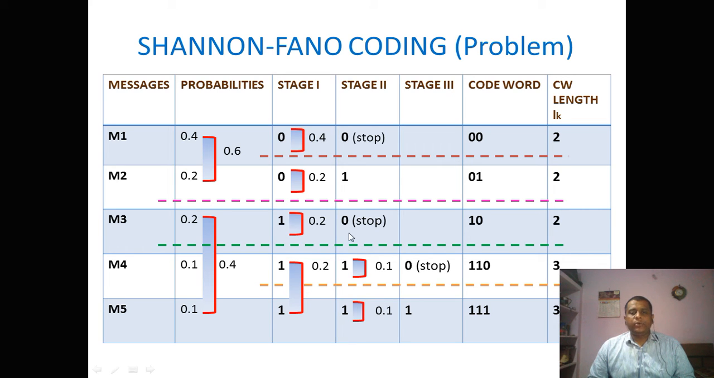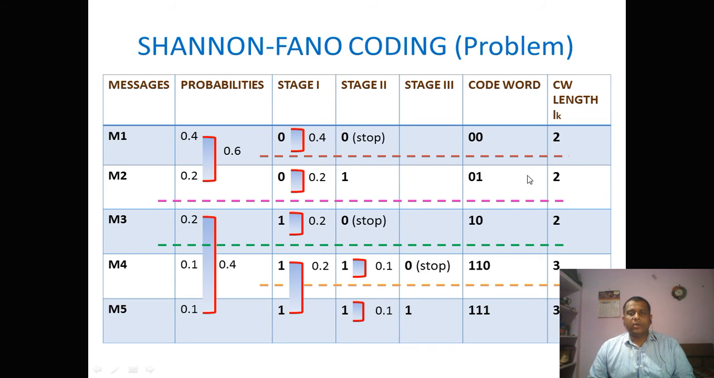Next, as we encounter logic 0, the M3 message stops. Only M4 and M5 remain, having probabilities of 0.1 and 0.1. At stage 2, it is further divided into equal probabilities. At stage 3, we will have a logic 0 and a logic 1 in the upper and lower half. As we have encountered a single message, the division is stopped at this point.